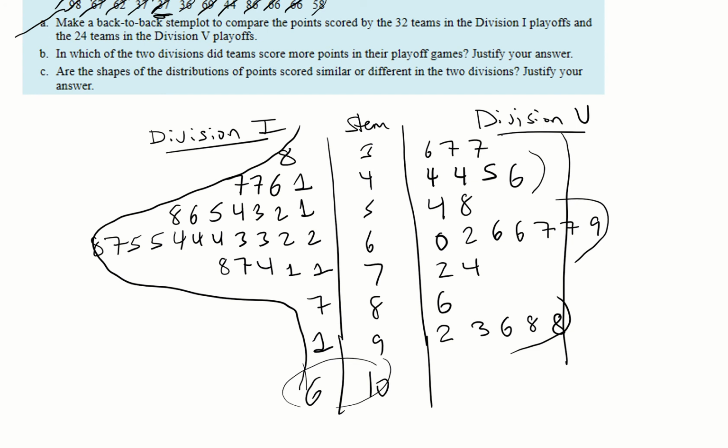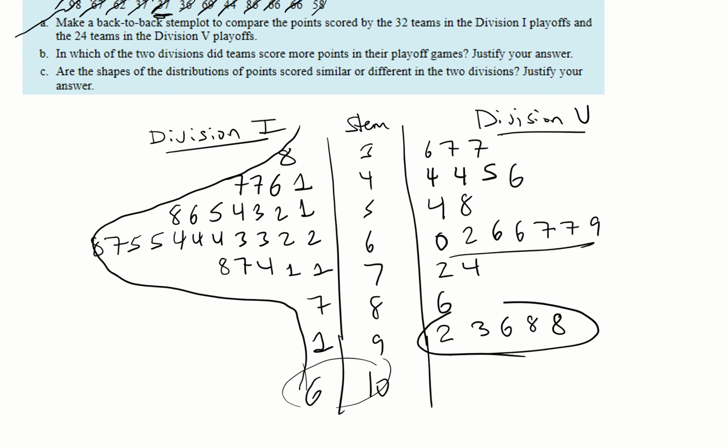But in any case, for part B, with the more points, if you look at the data, there are a lot of 90s in here. Even though there are a lot of 60s, there are also a lot of 90s, and these higher scores will actually make the average greater. So Division 5 looks to be the division that has a higher average compared to Division 1.